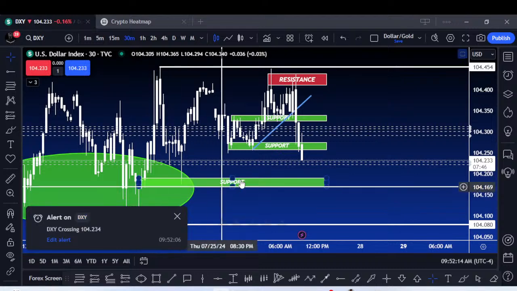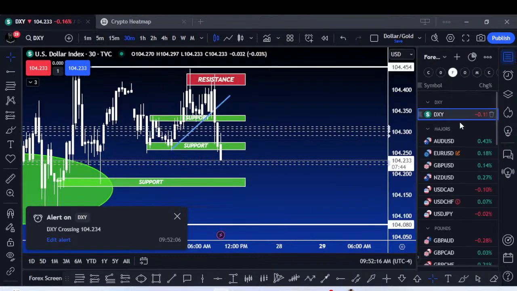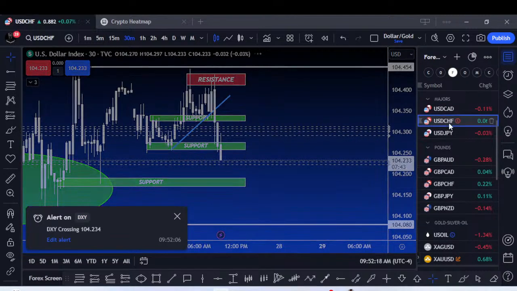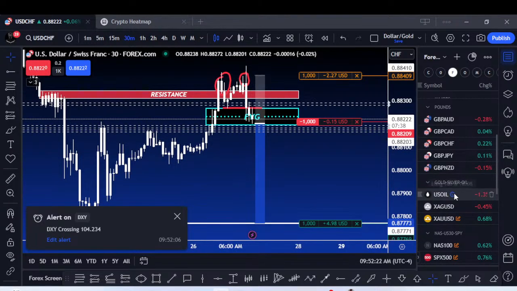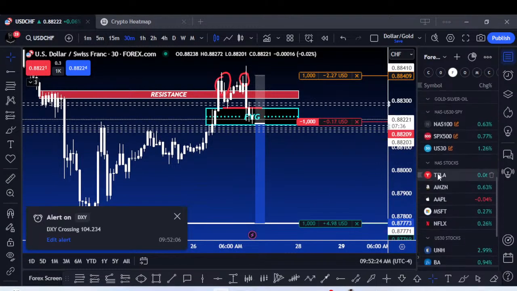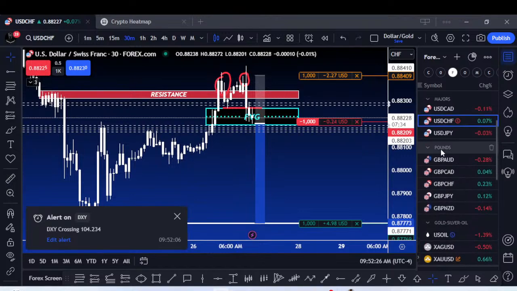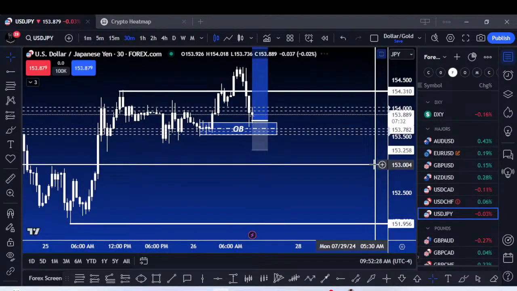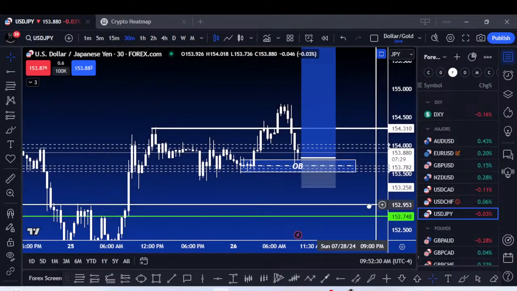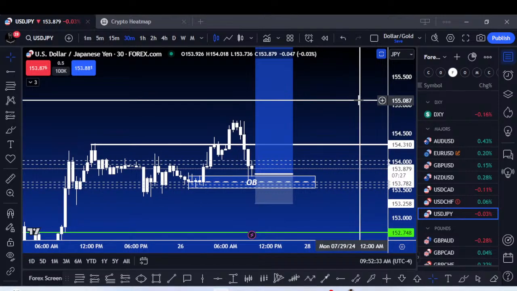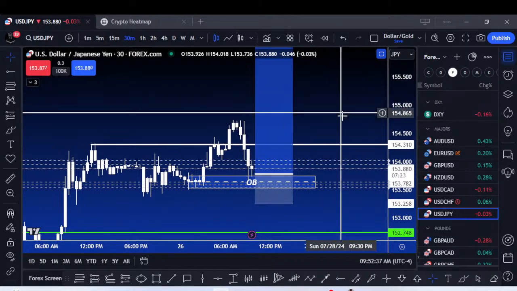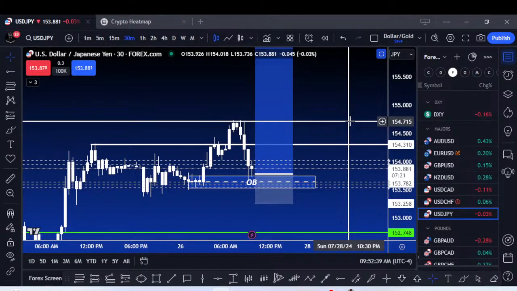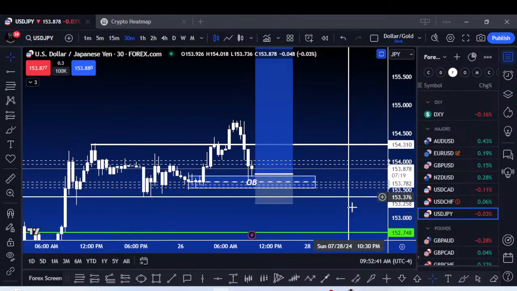Dollar, yep, falling. So we may be in profit on dollar CHF. Okay, not yet. Dollar JPY is what it was. And dollar JPY, everything is mixed, guys, so it's really, really hard. But I feel like everything is going to be a lot more clear come next week.